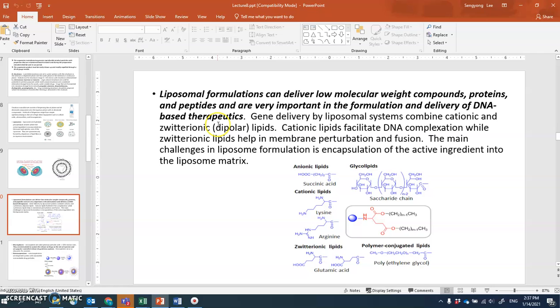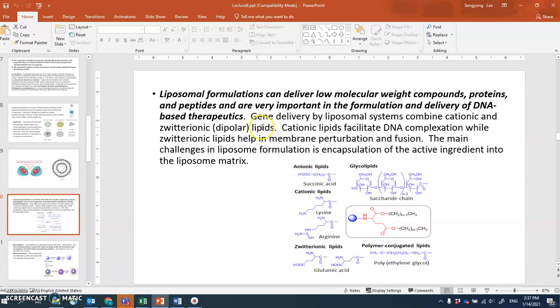Okay. So liposomal formulation can deliver low molecular weight compounds or proteins and peptides, and they are very important in the formulation and delivery of DNA-based therapeutics, like DNA or RNA-based therapeutics. So like gene therapy, for example, normally that gene made up of DNA molecule is normally packaged with those liposomal formulations and delivered into the patient's body through injection. Okay, Moderna drug, RNA-based drug, was also packaged with liposome and delivered that way as well. Okay.